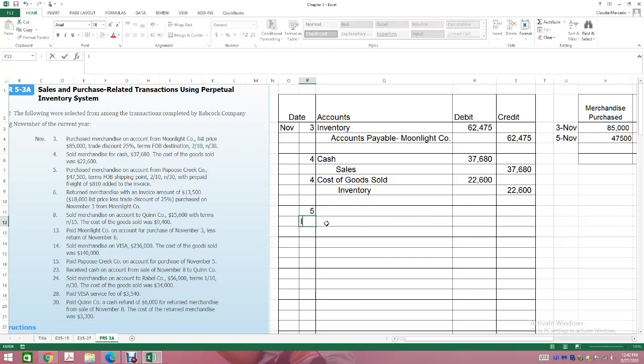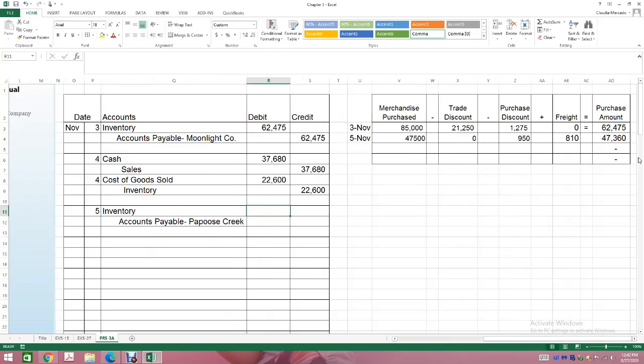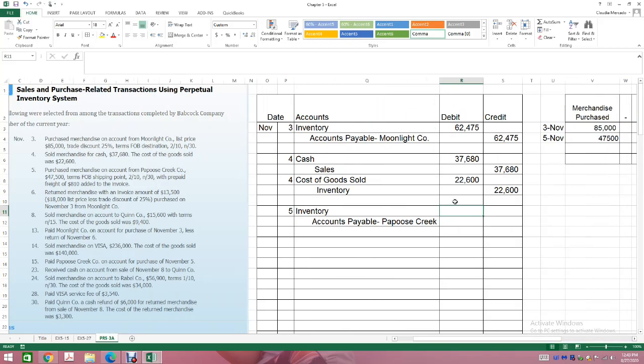So every time that you buy merchandise, inventory is going to increase. We're going to debit it. And then it was purchased. It says purchase merchandise on account. Because it's on account, we're going to use accounts payable, and the name of the vendor is Papoose Creek. So every time you purchase merchandise, you're going to debit inventory, you're going to credit accounts payable. And the amount that we calculated for November the 5th was $47,360. That's the amount that we're going to enter over here.